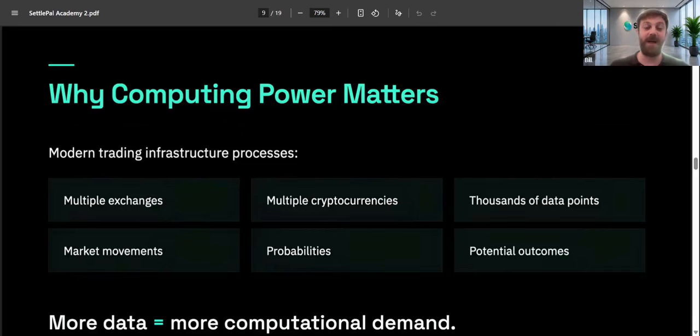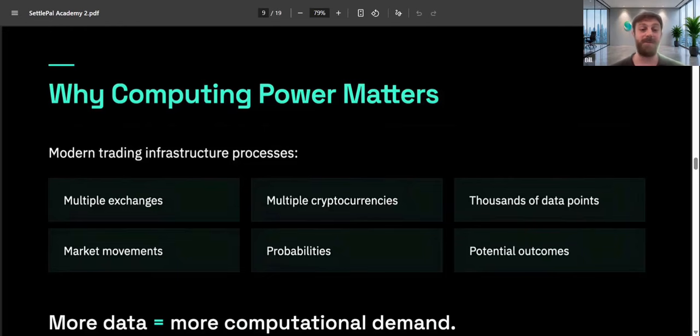So let's use a simple AI example. Imagine asking an AI, what is one plus one? That is a very small task, and it takes very little processing at all. But now imagine asking that same AI to read hundreds of pages of market data, compare thousands of prices, evaluate liquidity across multiple exchanges, calculate probabilities, and rank thousands of opportunities. That is a very different task. It requires far more processing.